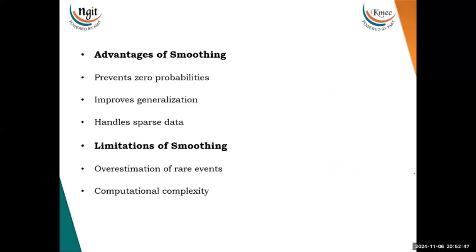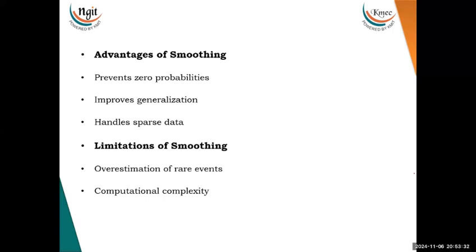Then the advantages of smoothing. First, it prevents zero probabilities, it improves generalization, and handles sparse data. The limitations are overestimation of rare events and computational complexity. So these are the various advantages and limitations of the smoothing technique. When I say overestimation, this is the overestimation of some rare events. That is, suppose there are some probabilities assigned to rare or unseen n-grams, which will lead to a loss of accuracy, right?